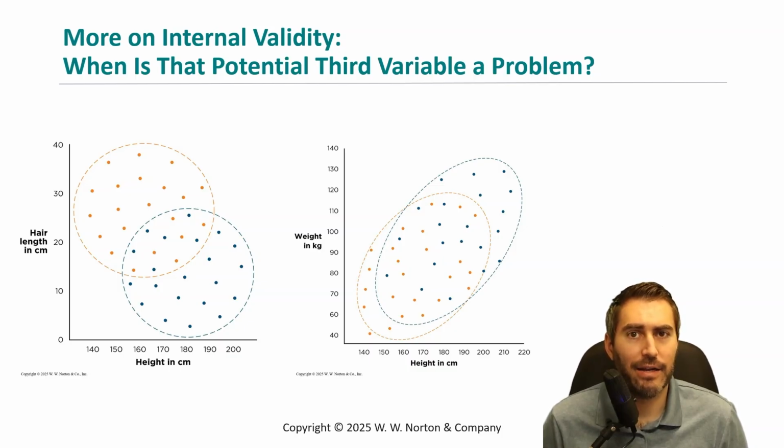between weight and height. Here, women, the orange dots, are lower in both height and weight than men, the blue dots. However, within each gender group, there is still a positive relationship between height and weight. So this outcome means that gender does not actually pose an internal validity problem in this relationship. Height and weight are still correlated even within the two gender subgroups.